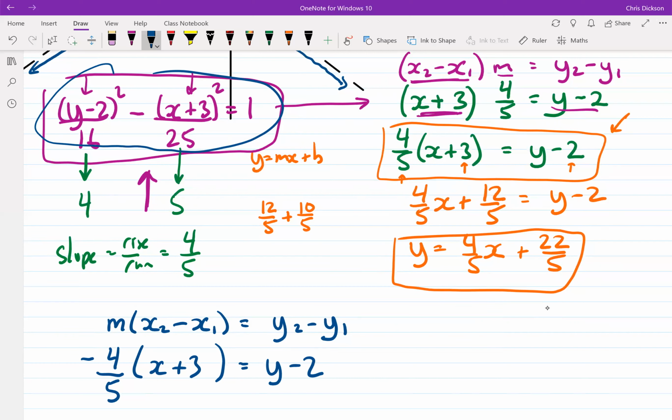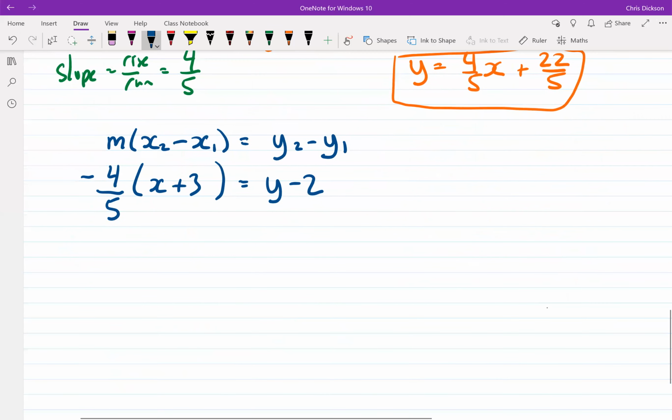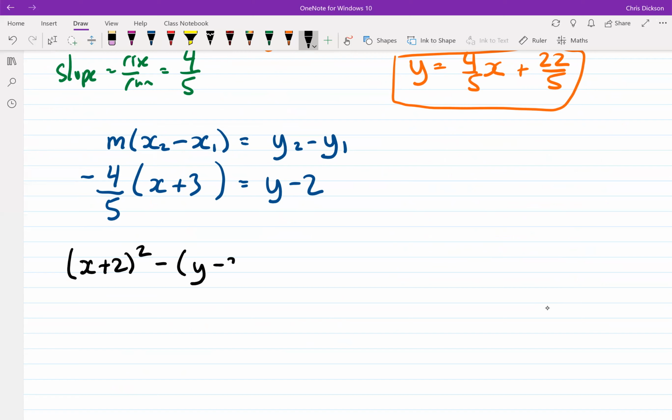So let me give you one more question of this type and see if you guys could do that on your own. So let's say you had the equation x plus 2 squared over 9 minus y minus 3 squared over 64 equals 1. What I want you to do here is write the equation for the two asymptotes for this hyperbola.